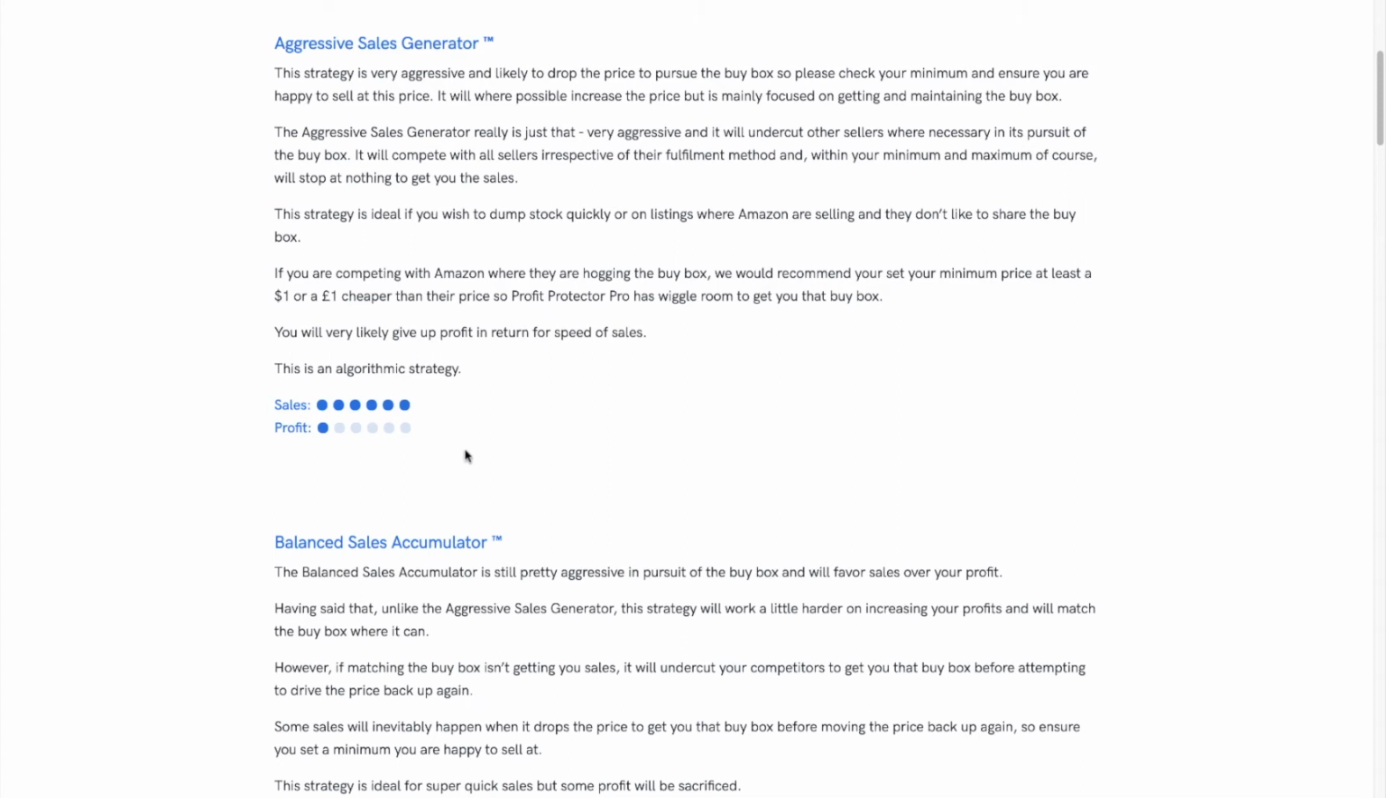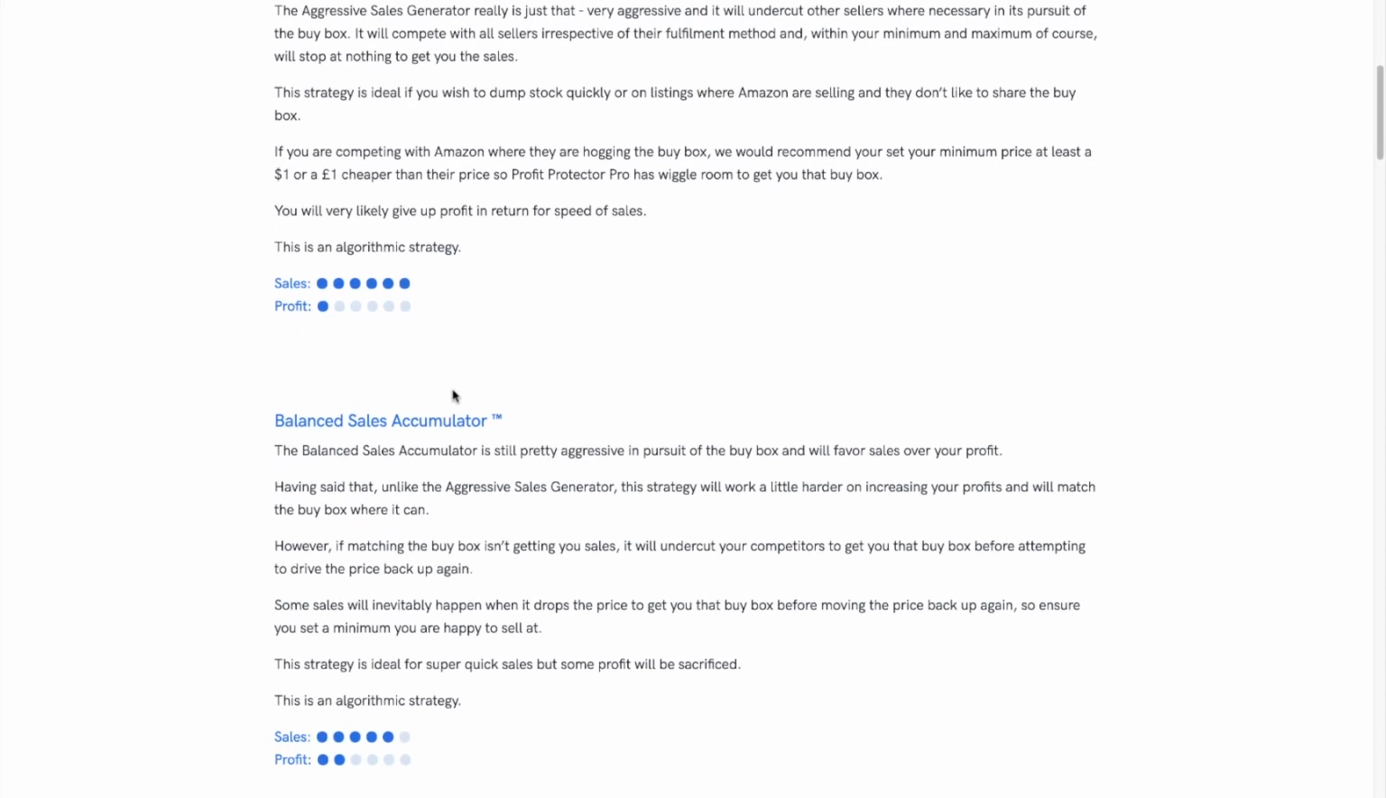As you can see here, what we've built into this page are little dots that tell you how focused the strategies are on sales versus profit. So this one, as I've said, is very sales focused. It's great for dumping stock. Set your minimum price, and Profit Protector Pro will get rid of your stock. But as I say, you will lose profit for the sake of sales.